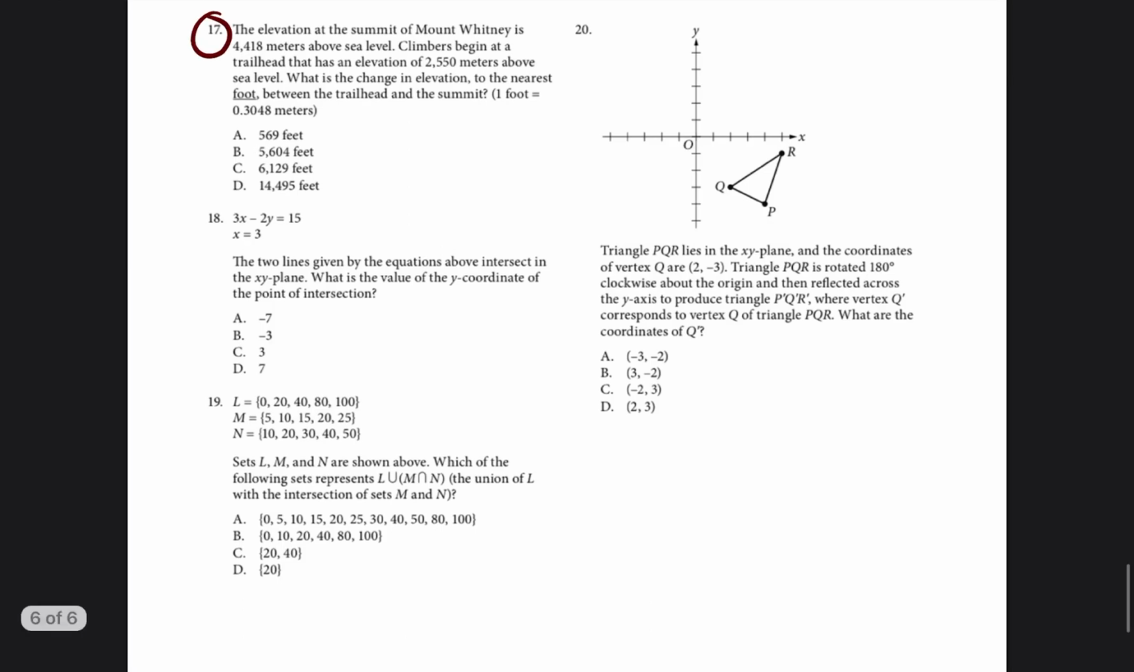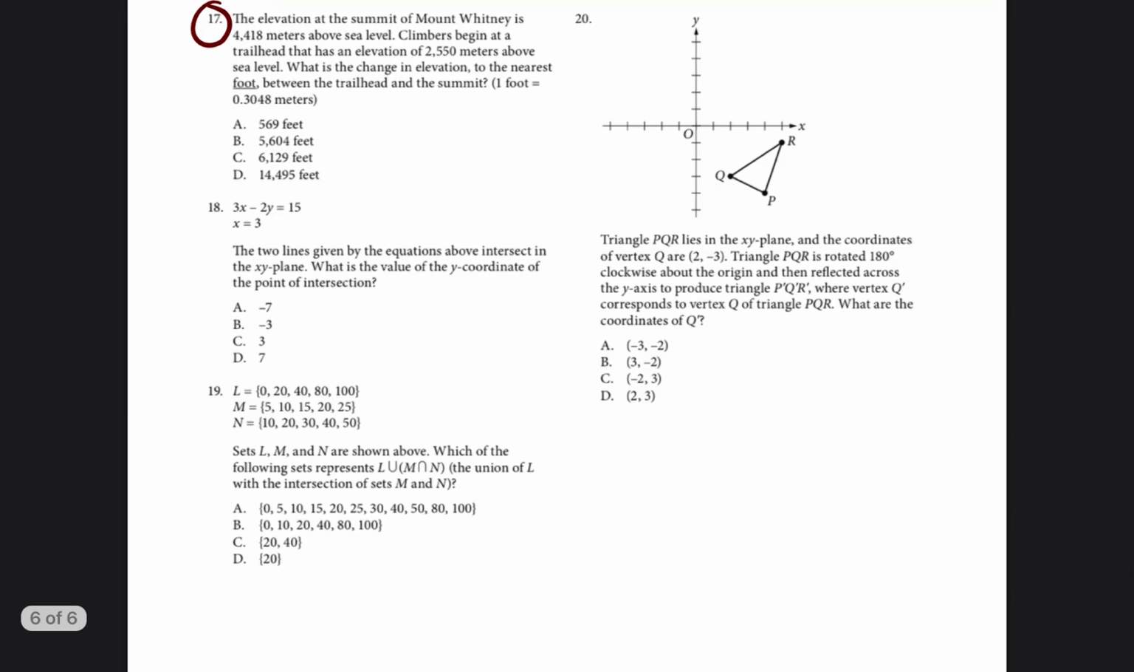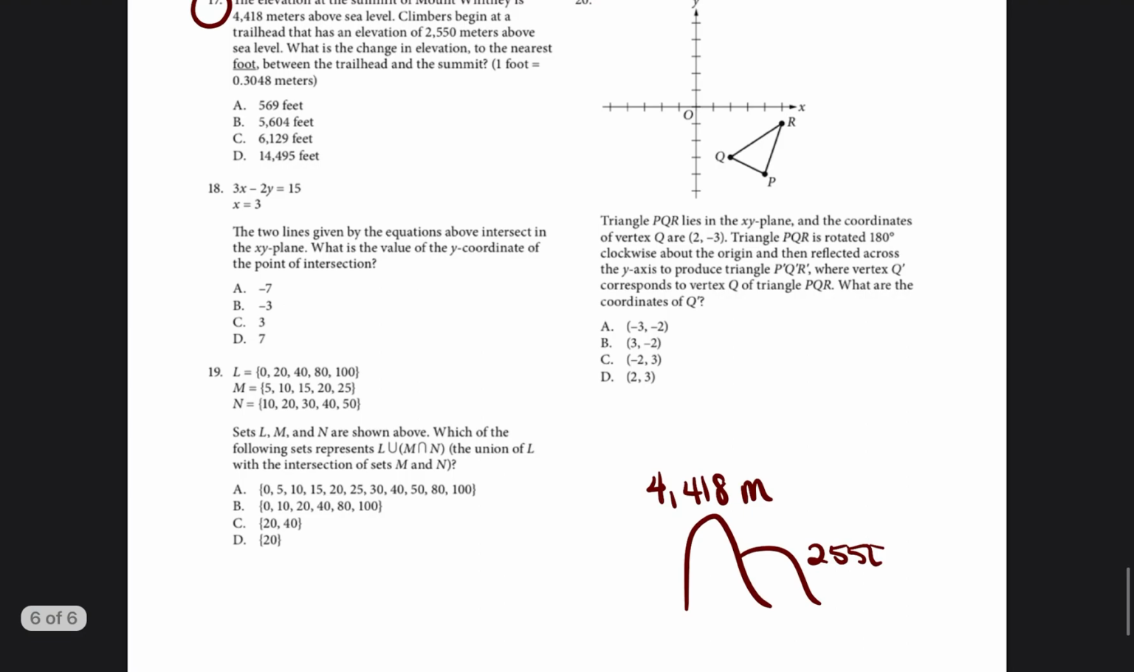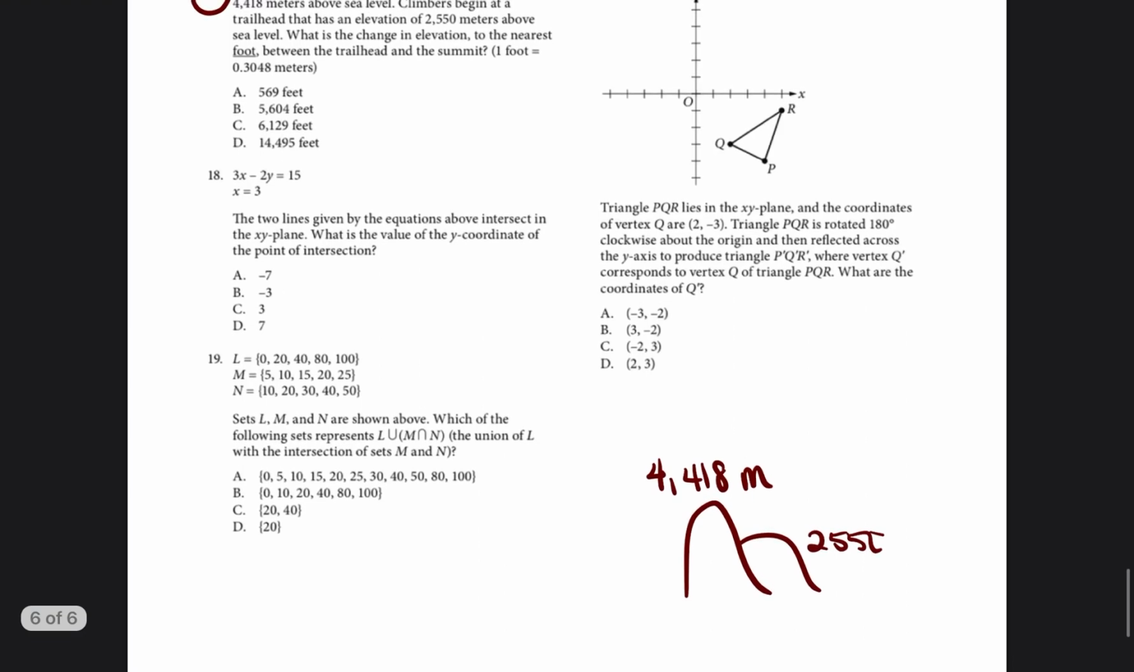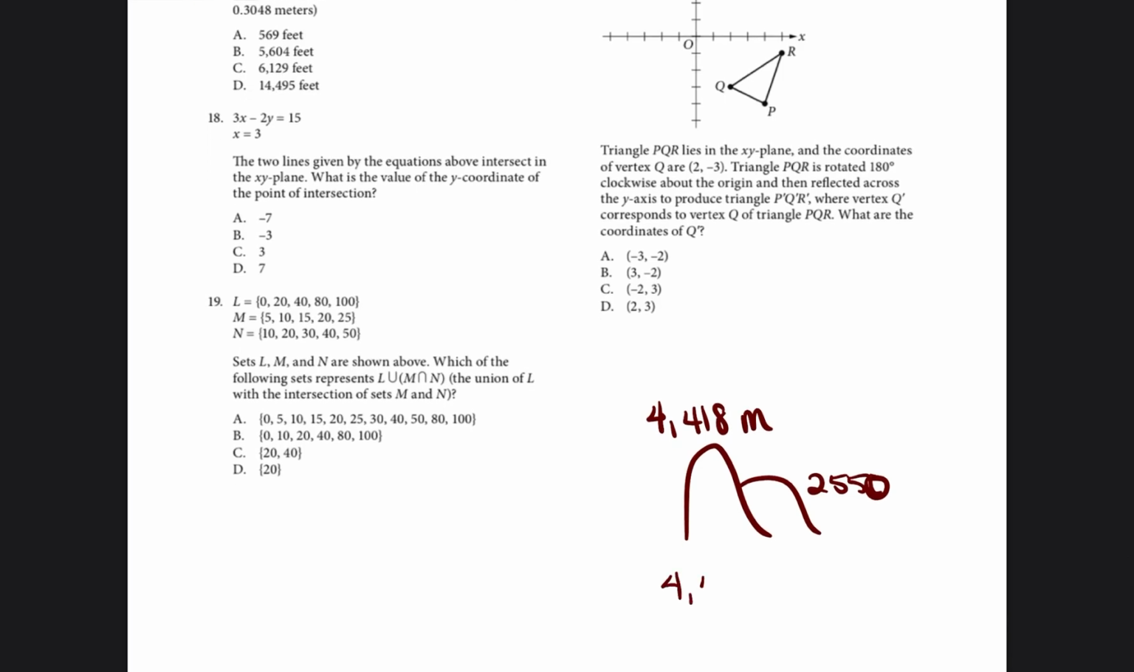Okay, problem number 17. The elevation of the summit of Mount Whitney is 4,418 meters above sea level, and I like to draw a picture. Trailhead is 2,550. What is the change in elevation to the nearest foot? First we want to figure out what the change in elevation is. So we would just take 4,418 minus 2,550, and that is equal to 1,868, but that's in meters.